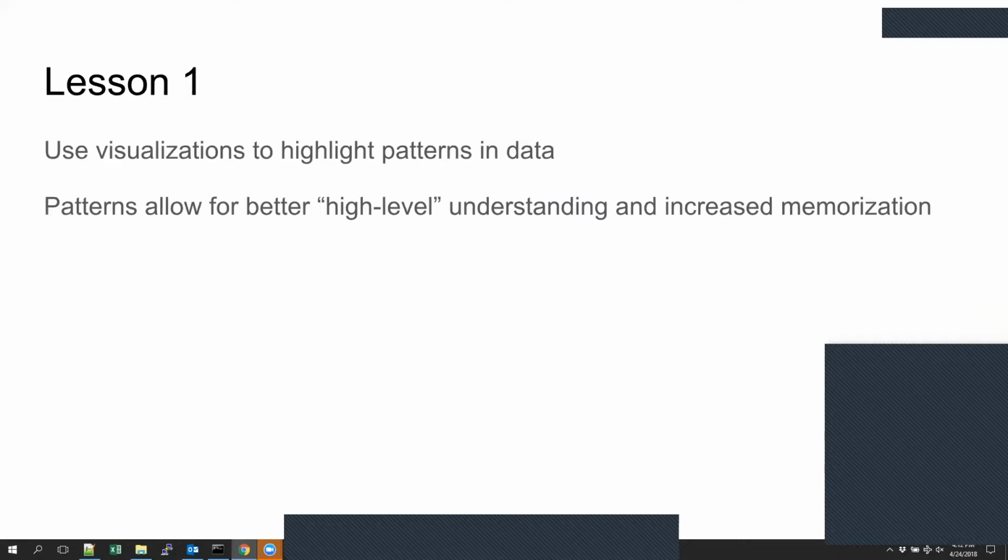One of the things I also include through this talk is these lessons as we hit various points throughout the conversation, because I do cover a large gamut of different topics in this conversation. So I have these little lessons throughout to highlight some of the things we've talked about. Basically, visualizations highlight these patterns, and patterns allow us better understanding at a higher level and then increased memorization as well.